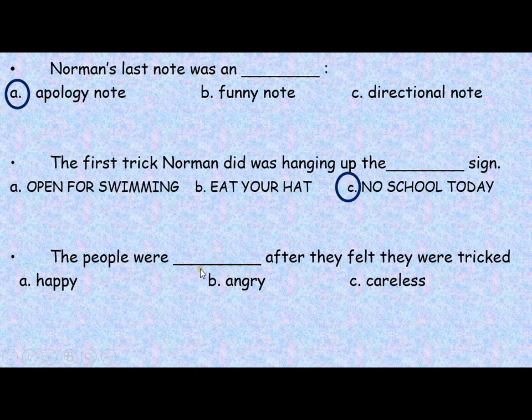The people were happy or angry or careless after they were tricked. So when they felt tricked, they were angry because somebody fooled them and made a fool out of them, and they followed the signs in a way that made them look like fools. So they were super angry. They wouldn't ever be happy or careless because they chased the sign maker into the woods.